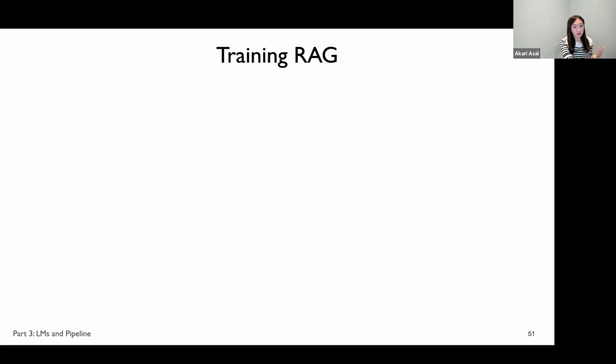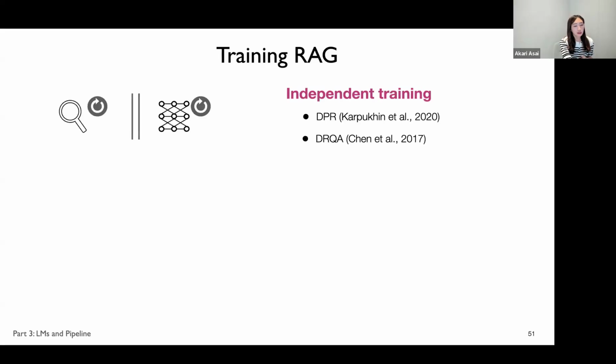But initially, when people proposed retrieval-augmented generation models, they typically trained the retrieval model and the language model to improve performance on downstream tasks. Early papers like DrQA or DPR trained retrieval models or task language models, like question answering models, completely independently. But if we train those models completely independently, each component is not really optimized for this retrieval-augmented generation scenario.